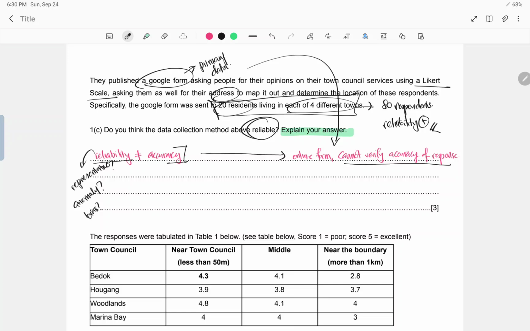Okay, if you need to rewind, please rewind. I'm not elaborating, I'm not writing this down, okay? Next part. What other things can you talk about? So there's an address to map it out. So you can represent the different parts of a region. Again, representative. Third, the fact that it's 4 different towns is better than having 1 town, which could have been an anomaly.